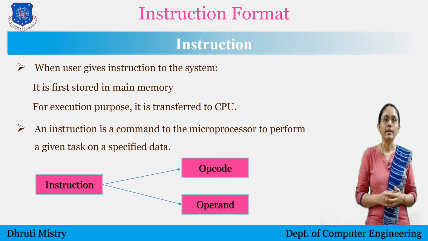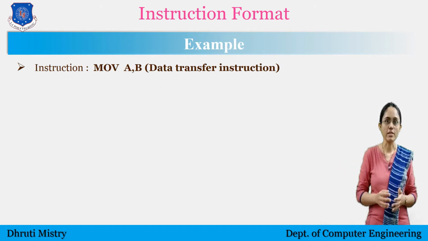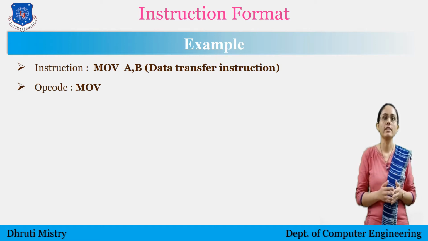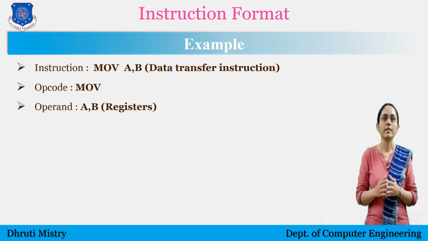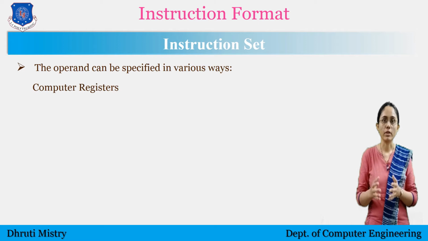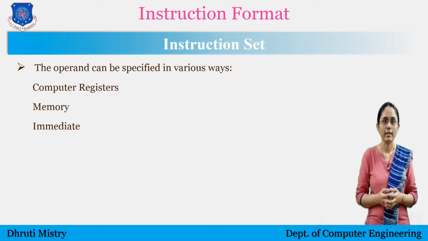For example, here we will consider this instruction MOV A, B. In this instruction, MOV is opcode, means operation to be performed, and that is a data transfer operation that we are going to learn in this session. A and B are registers in which operands are stored. The operand or data can be specified in various ways. Data can be stored in computer registers or computer memory. In some instructions, the operand can be given as immediate input. It may include 8-bit or 16-bit data.